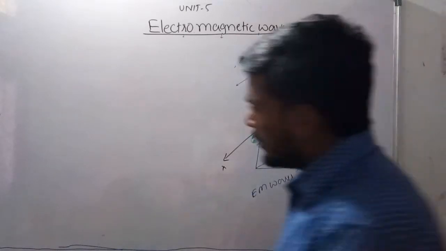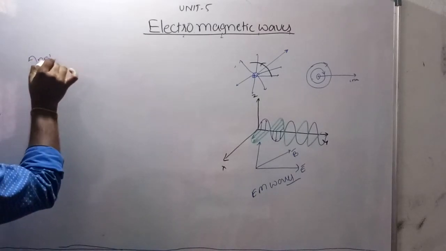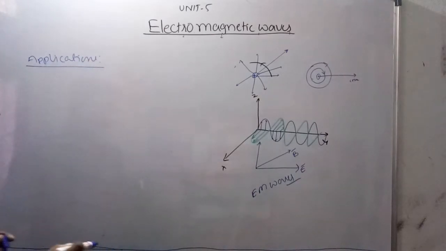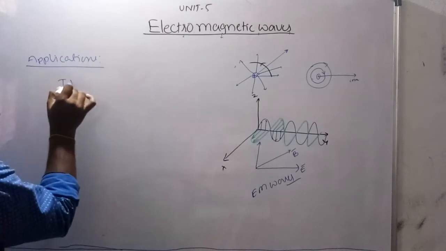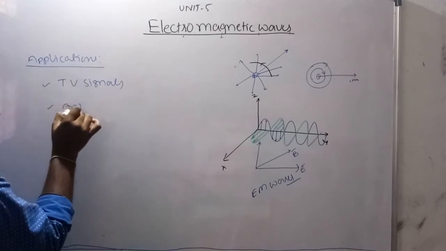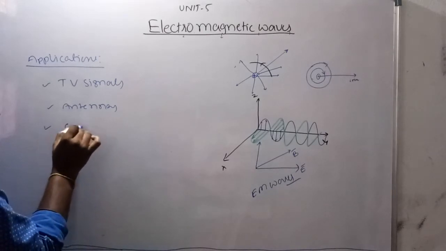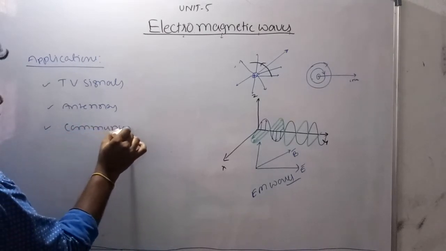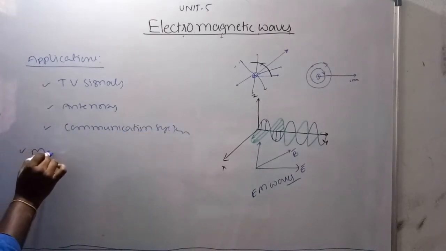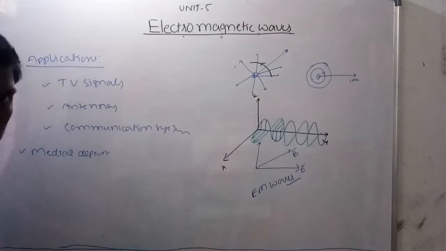Now tell me, what are the applications of electromagnetic waves? Electromagnetic waves can be observed in TV signals, antennas, and all communication systems. In the medical department also, like X-rays.